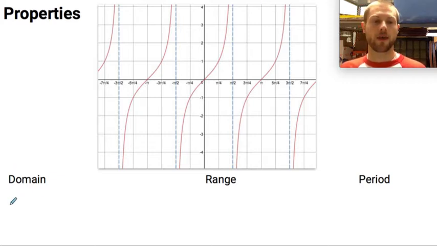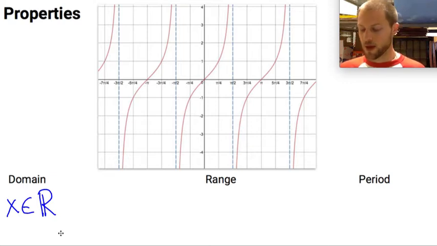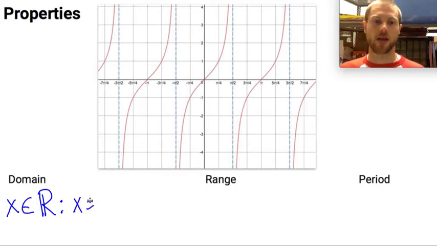The domain is that x, here's going to be some fancy notation. X is an element, it's kind of like an epsilon, X is an element of the reals, or the real numbers. That's the fancy symbol for the real number set. And I'm going to say where, the colon represents the word where, x cannot equal.